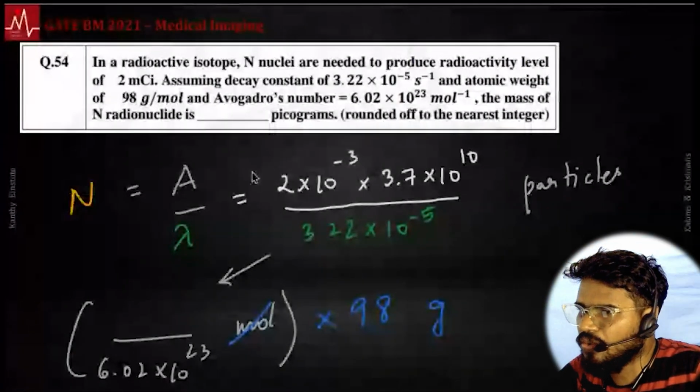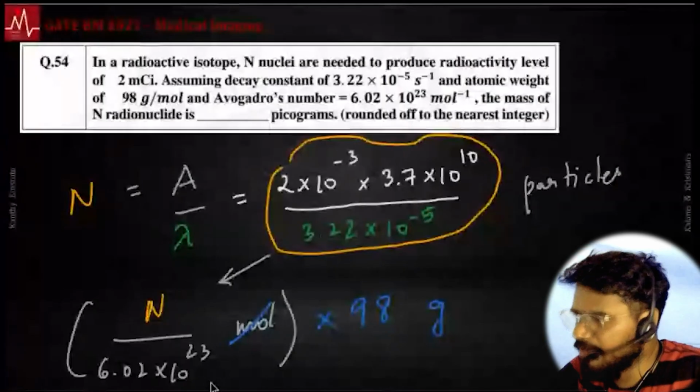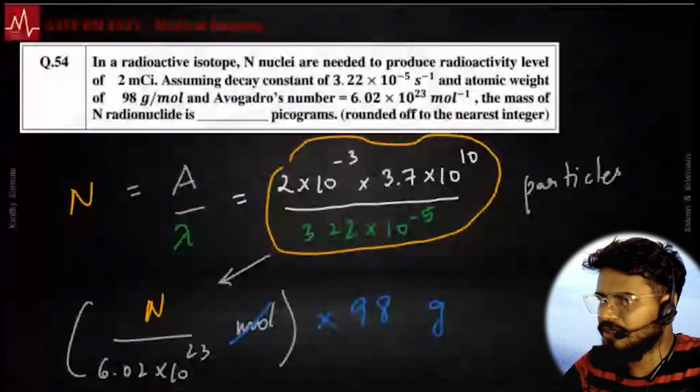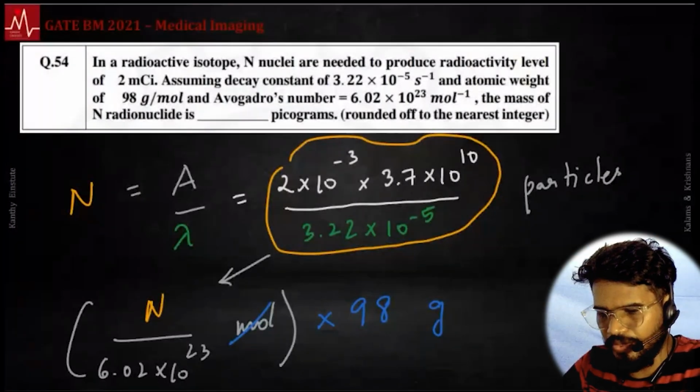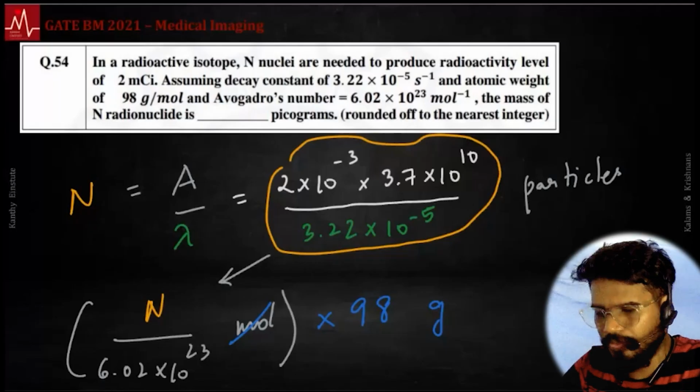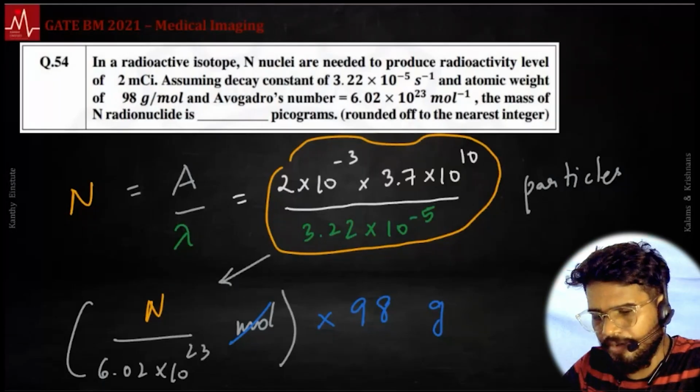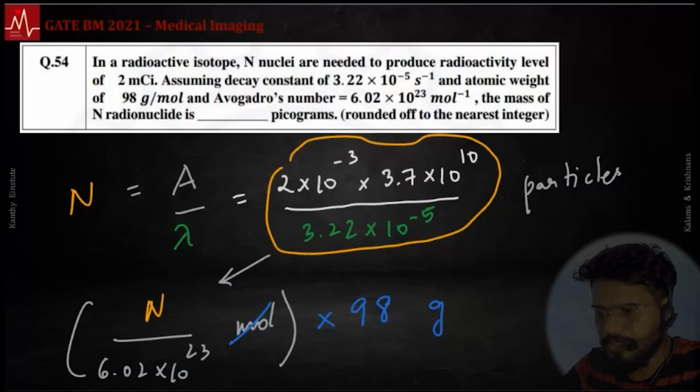N is this whole term divided by Avogadro number into 98. Let's find out how much this is. 2 into 10 power minus 3 into 3.7 into 10 power 10 divided by 3.22 divided by 10 power minus 5 into 98 divided by 6.02 divided by 10 power 23. I hope I entered all of them correctly. How much are you getting?